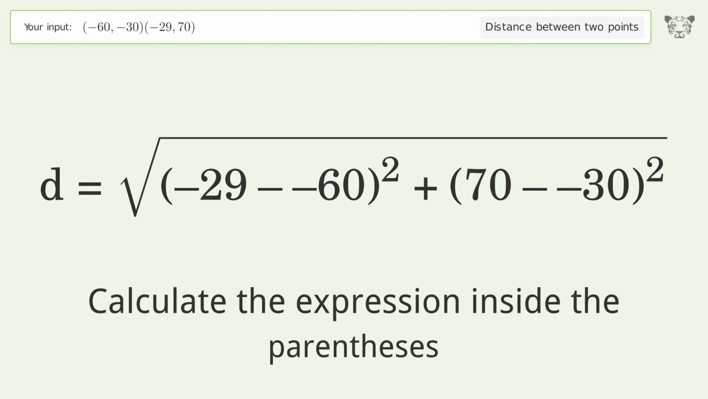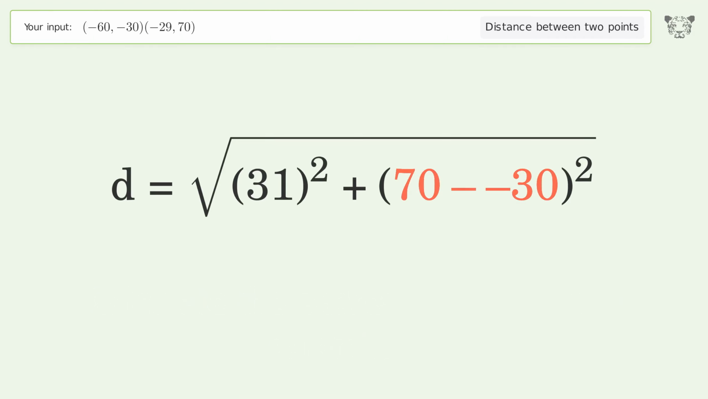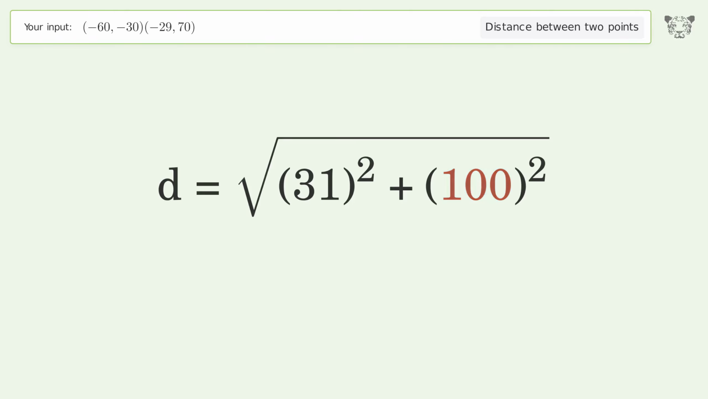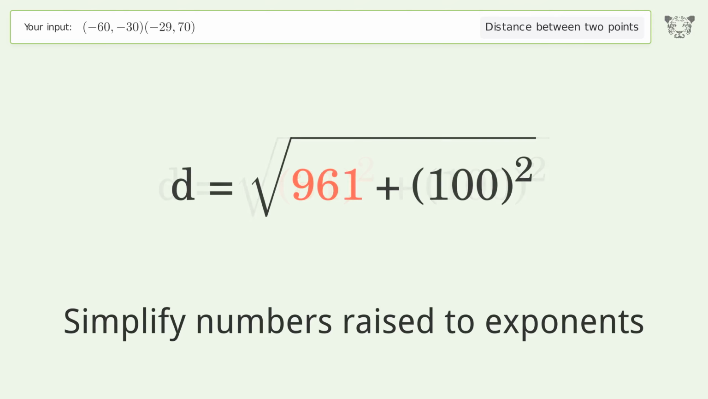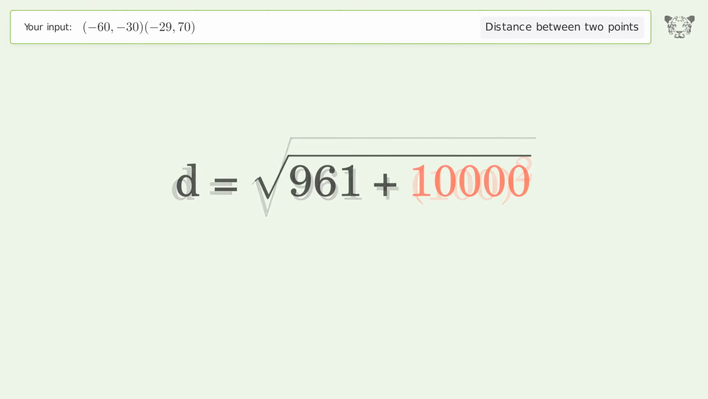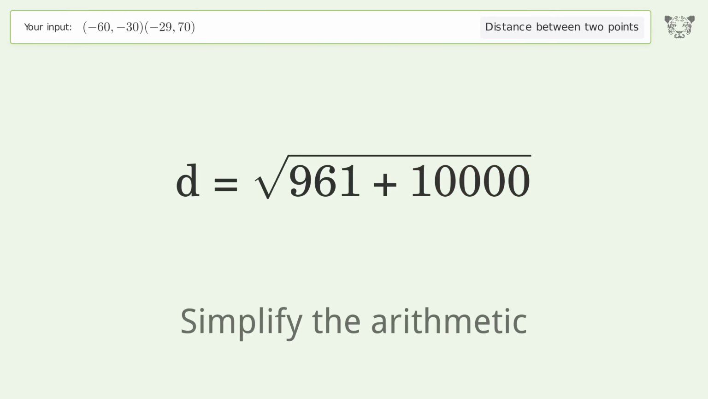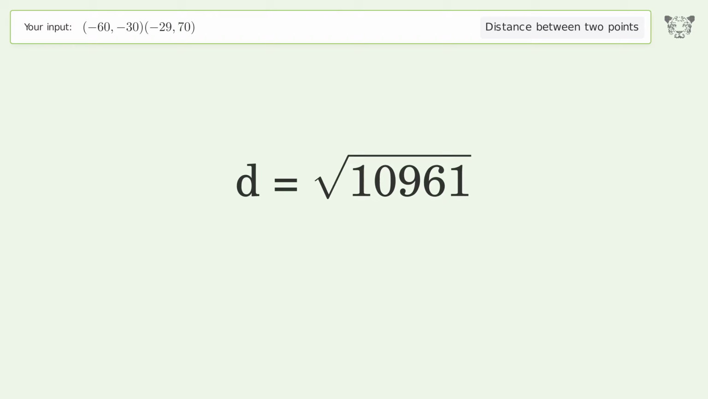Calculate the expression inside the parentheses. Simplify numbers raised to exponents. Simplify the arithmetic. And so the distance between the 2 points is the square root of 10,961, or 104.695.